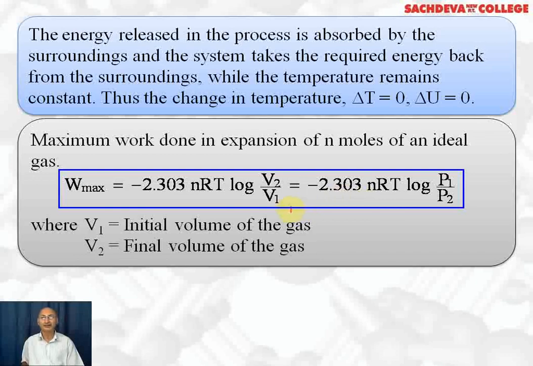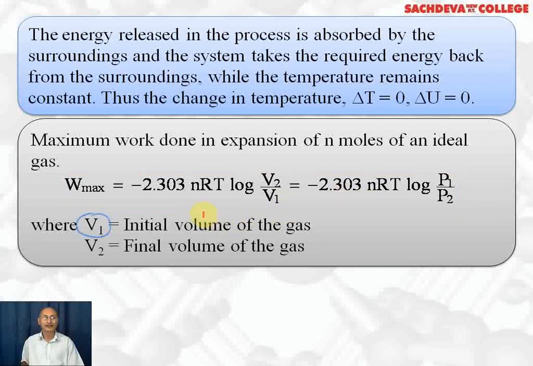Why have we taken P1 over P2? Because according to Boyle's law, pressure and volume are inversely proportional. So V1, as I have already described, is the initial volume of the gas, V2 is the final volume of the gas. Similarly, P1 is the initial pressure and P2 is the final pressure.